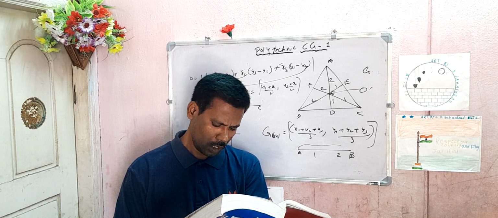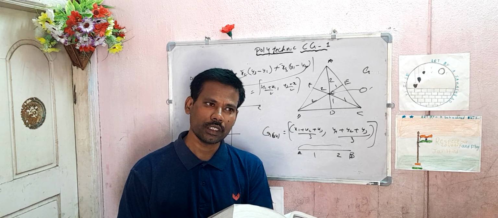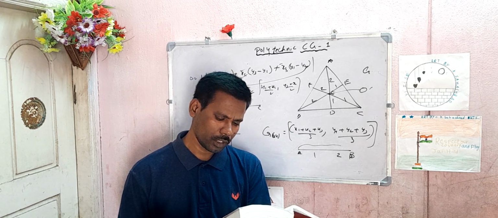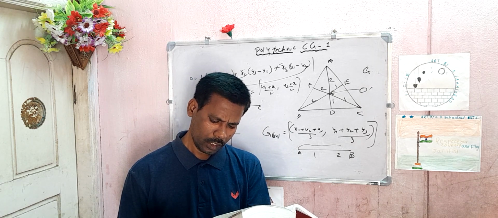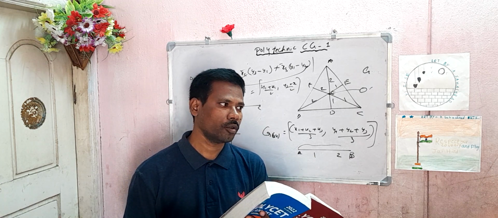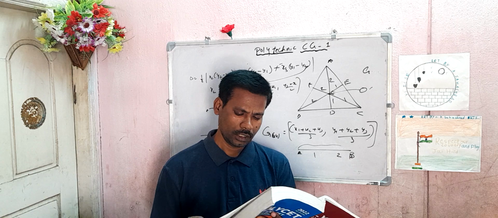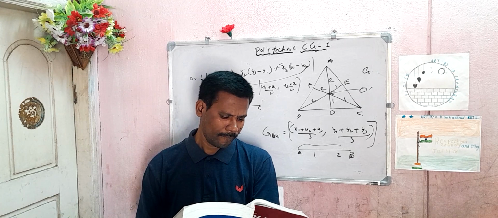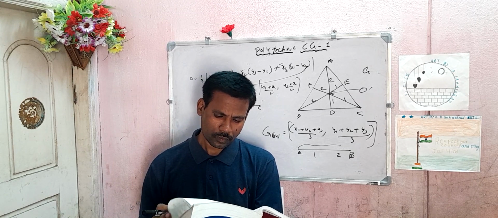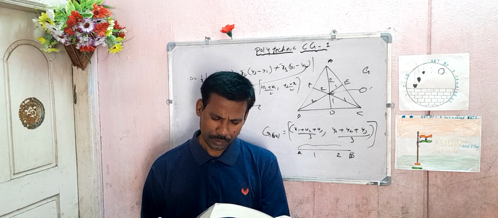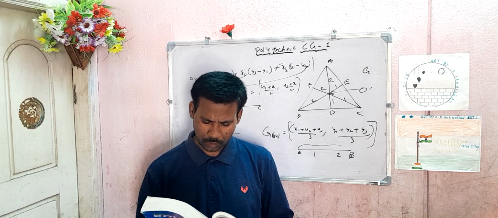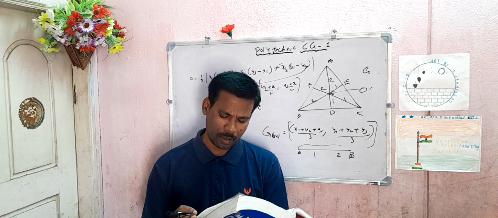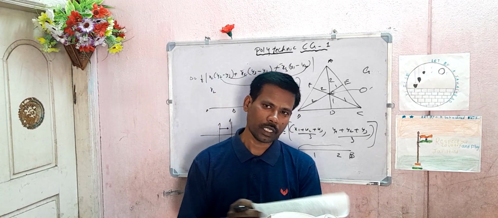Next, the internal and external division formula we have already discussed: (mx2 plus nx1)/(m plus n), and (my2 plus ny1)/(m plus n). Centroid, area of triangle. Next, the slope formula: (y2 minus y1)/(x2 minus x1). Now we will be doing various problems, children. After that we will be doing competitive exam questions. So it will take 2 to 3 classes.